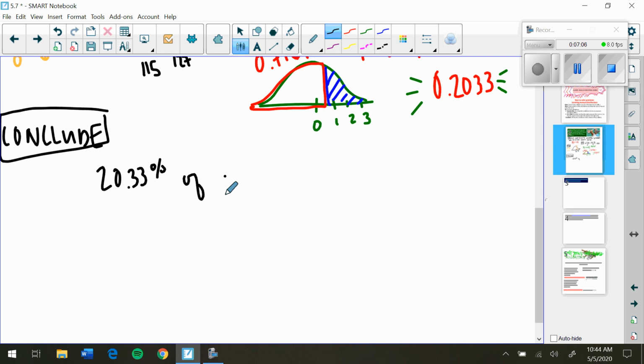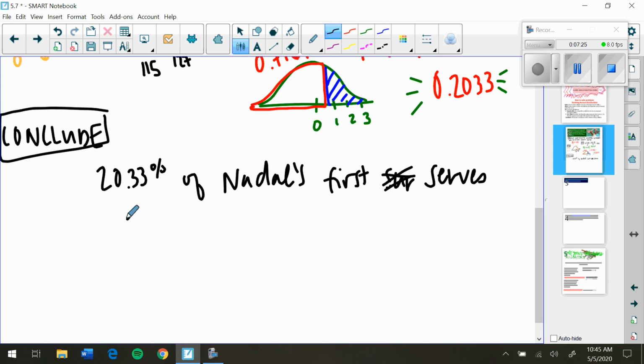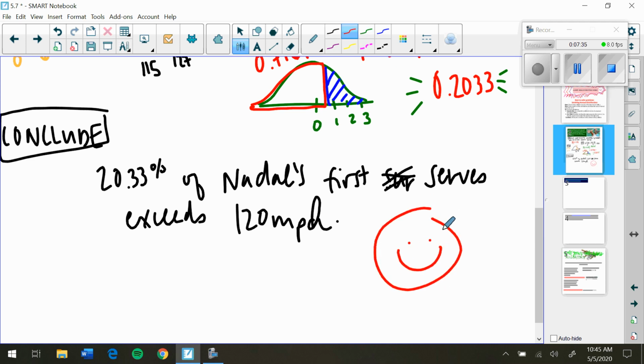20.33% of Nadal's first serves exceeds, what was it, 120 miles per hour. Ta-da! And we are done.